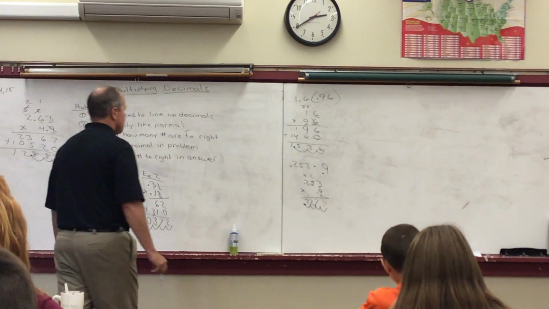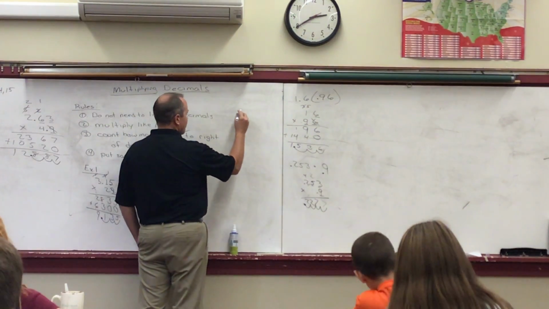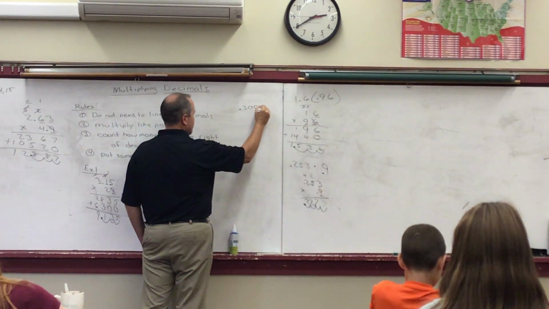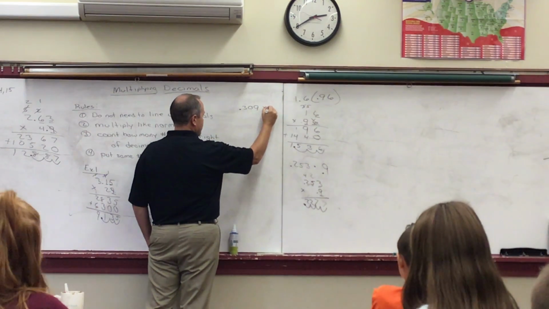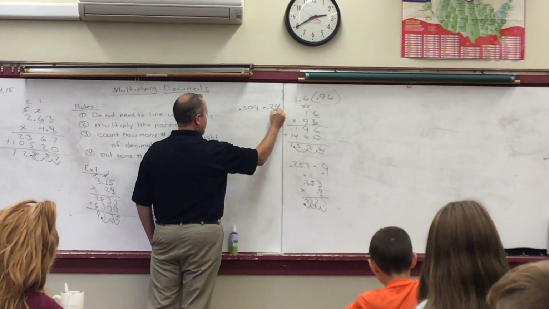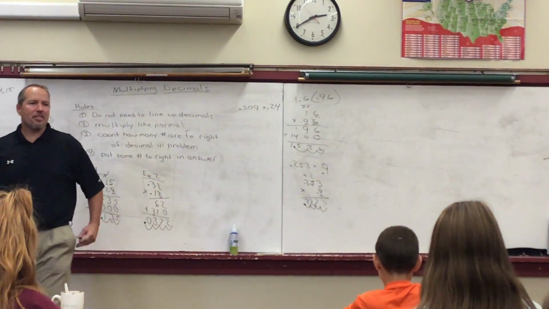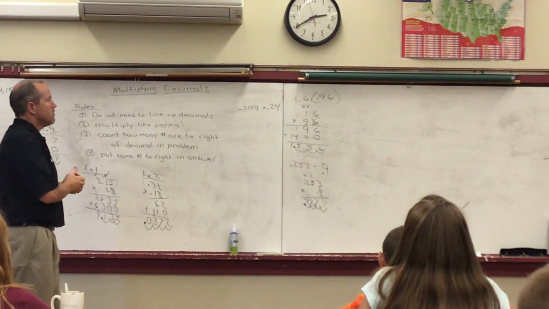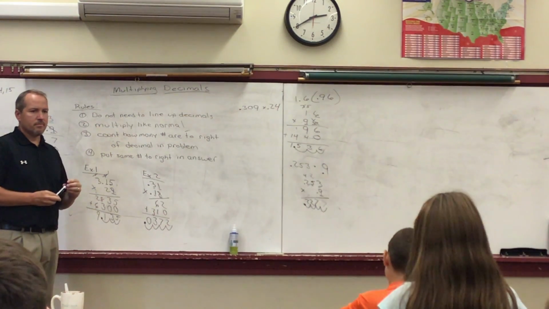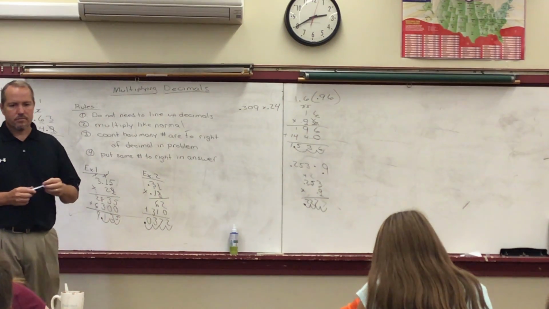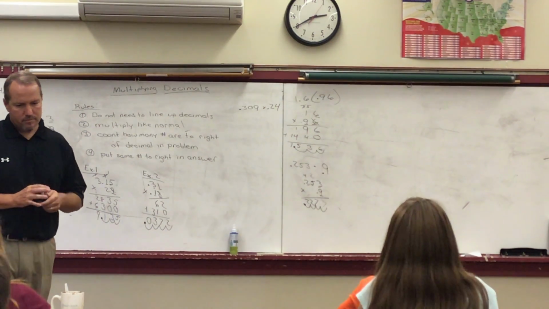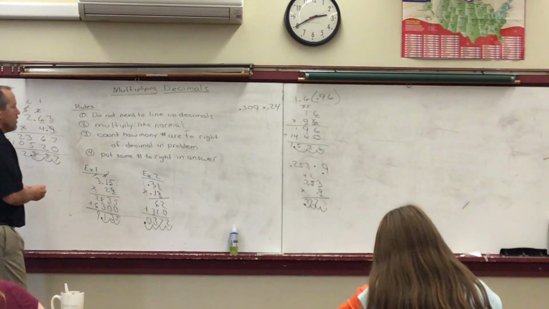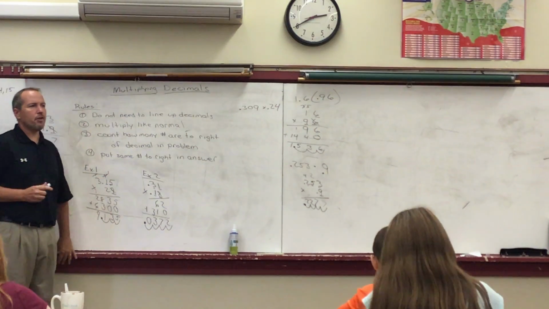Erase it. Let's do one more. $309,000 times 2,400. Go ahead and do the whole thing. Do this one on your right.